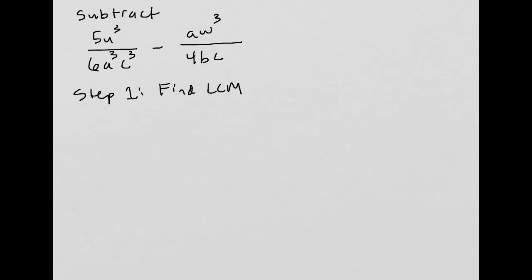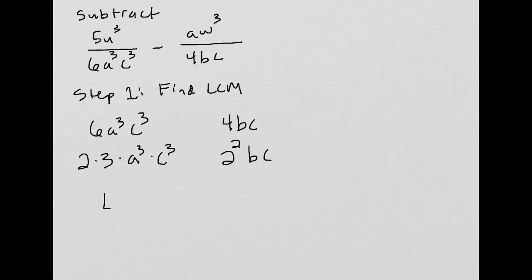So if I just pull our denominators aside, I've got 6a to the third, c to the third, and then I've got 4bc. And now if I factor 6, that factors down into 2 to the first times 3 to the first, and then I've got a to the third times c to the third. If I factor 4, 4 factors into 2 times 2, or another way to say that is 2 squared times b times c. So the least common multiple, remember, has to have all of the factors in either one of my two denominators, and it's going to have the highest power of any factor they have in common.